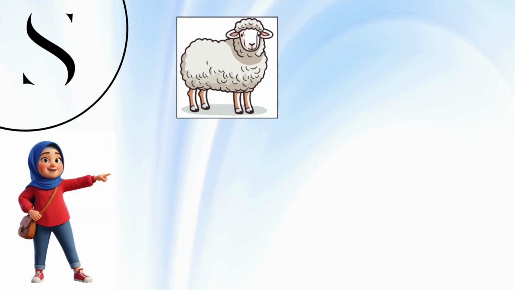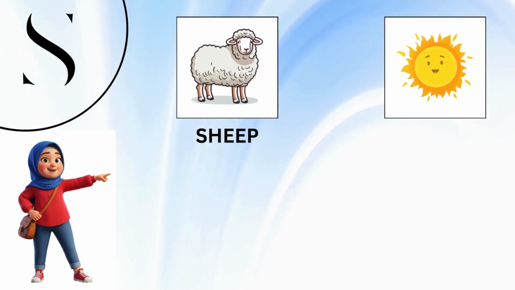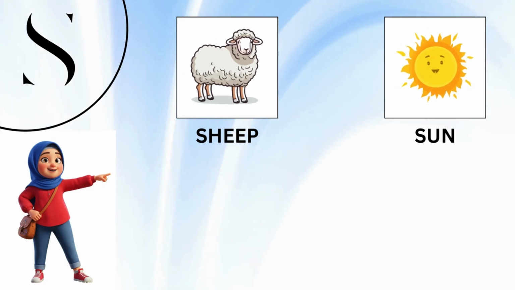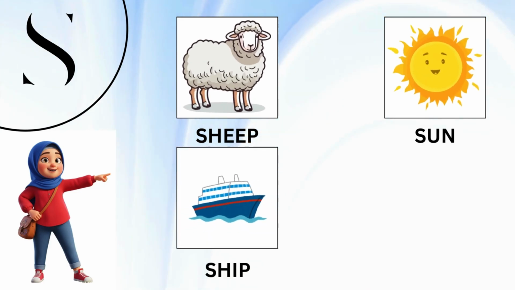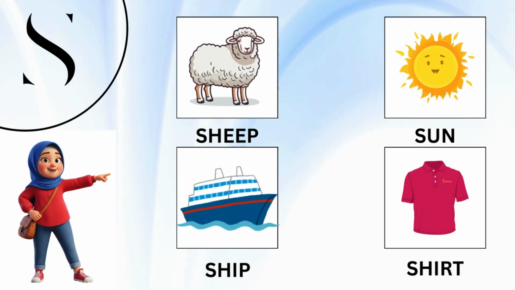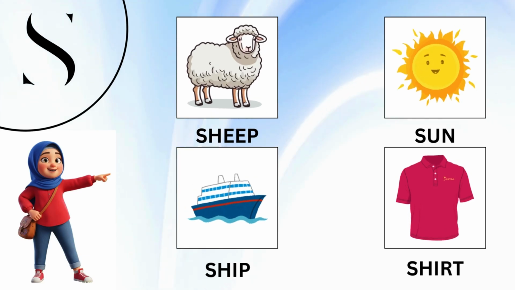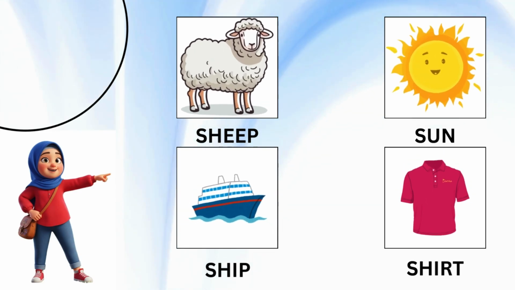This is letter S. S is for sheep. S is for sun. S is for ship. S is for shirt. Sheep, sun, ship, and shirt.